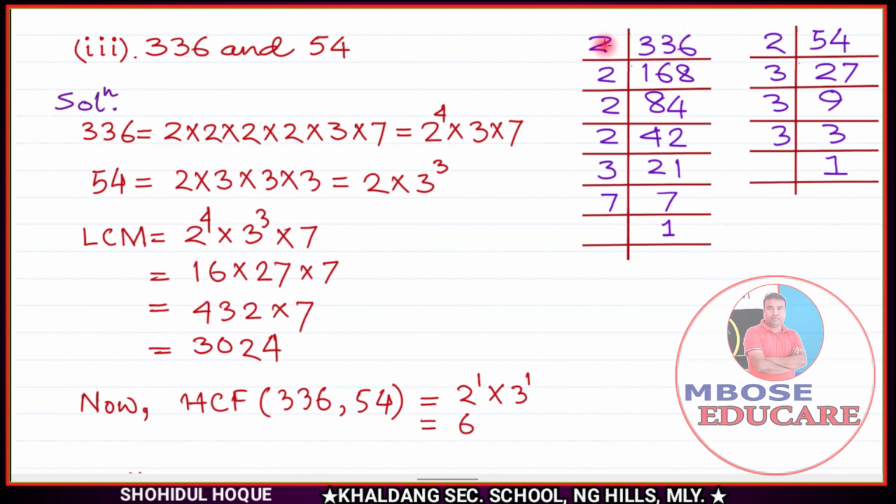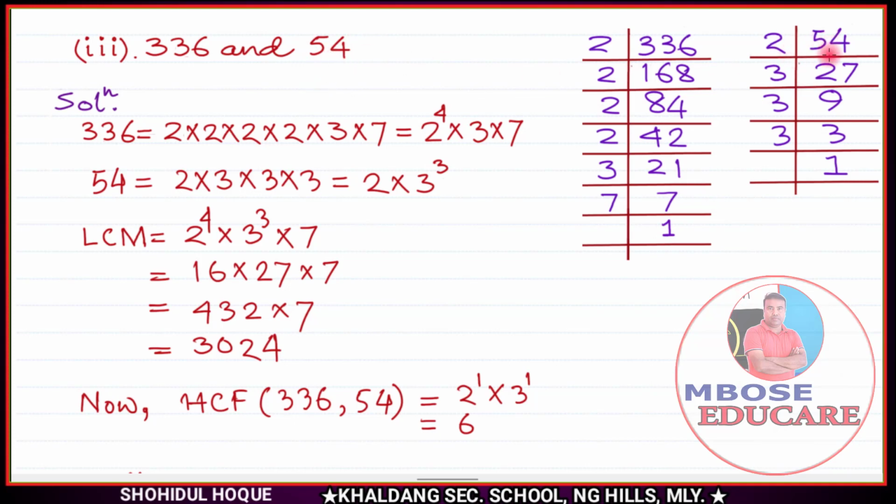It can be divisible by 2. 336 divided by 2, 168. 168 we can divide by 2. Answer will be 84. 84 again can be divisible by 2. It will be 42. 42 can be divided by 2. Answer 21. 21 cannot be divided by 2. It will be divided by 3. So 21 is divisible by 3. 3 7s are 21. 7 itself is a prime number, so we can divide it by 7. Result is 1. Alright. Similarly, next number is 54.